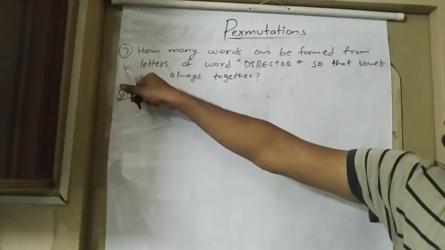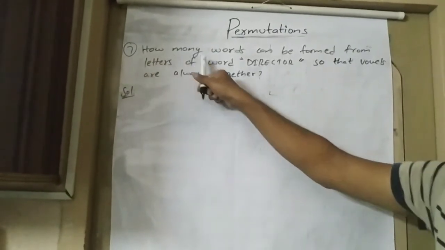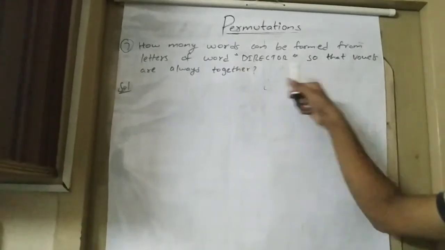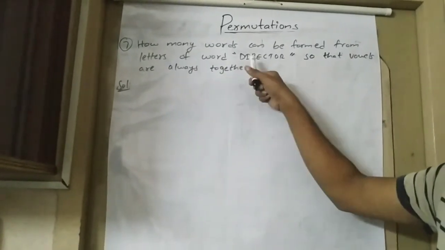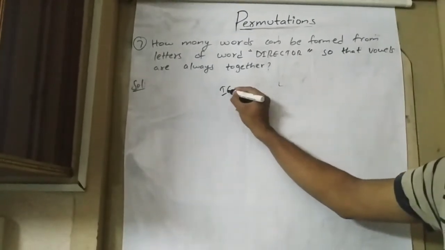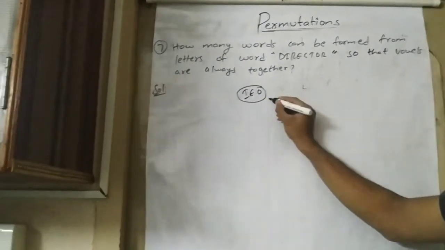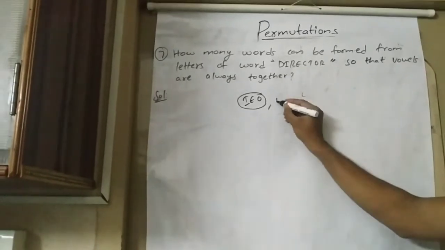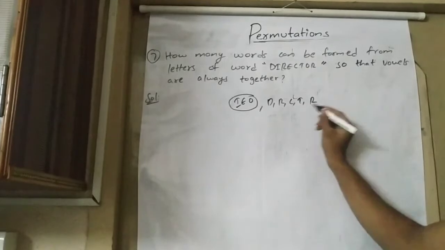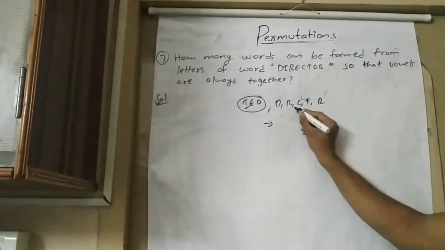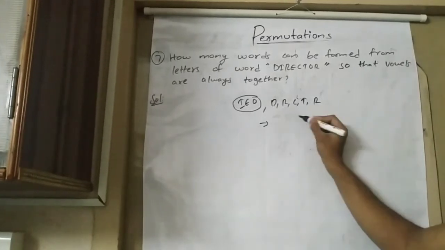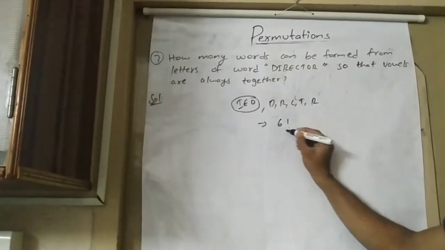Okay. So in the 7th question it is given as how many words can be formed from the letters of the word DIRECTOR so that vowels are always together. So in the word DIRECTOR, the vowels are I, E, O. So take I, E, O as one letter and the other letters are D, R, C, T, R. So 1, 2, 3, 4, 5, 6. So this can be arranged in 6 factorial ways.